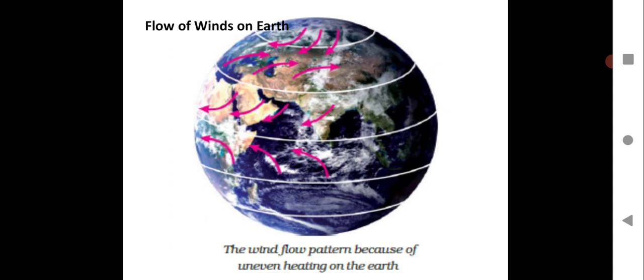Flow of winds on earth, you can just have a look at the wind flow pattern because of uneven heating on the earth. This is how the wind flows, because the equator and the poles are unevenly heated, and that causes the difference in the air pressure. That pressure difference is actually wind, and you can see the arrows showing how it moves.